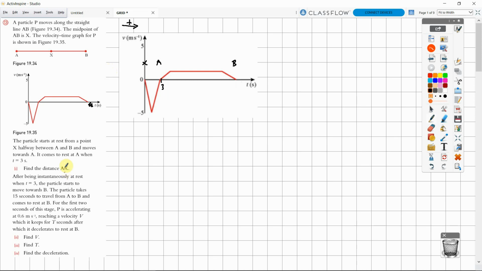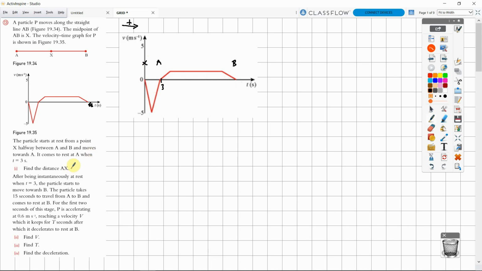Okay, find the distance AX. Now, you should know that the area between the line and the horizontal axis on a velocity time graph is the distance that's been travelled. That's because we have meters per second multiplied by seconds, which combine to give us meters. This area here and this area here both represent distances. And we've been told to find the distance between A and X, so this distance in here.